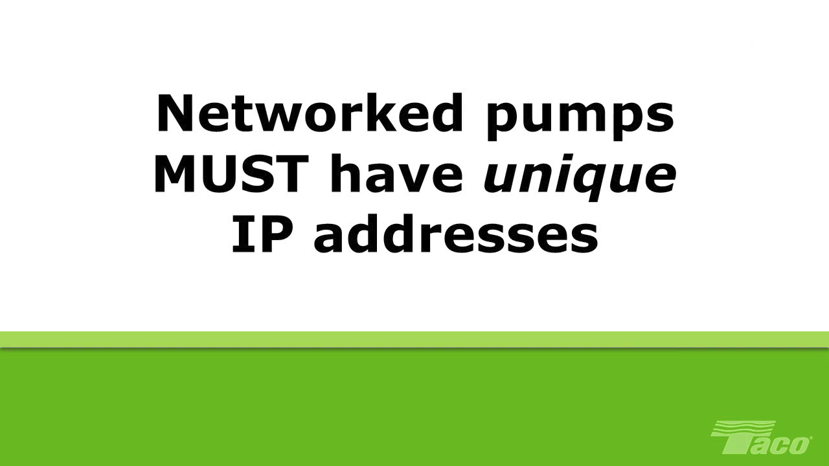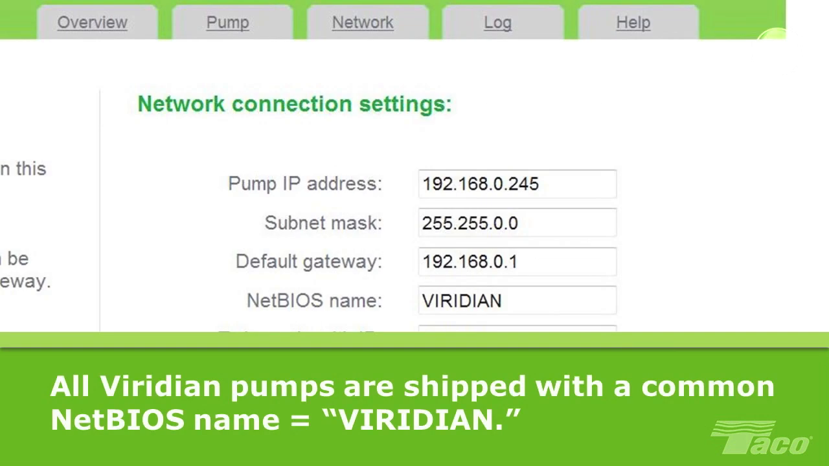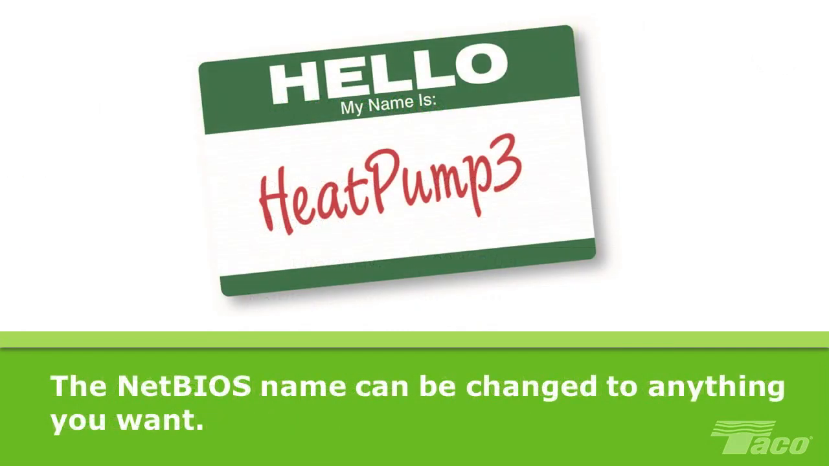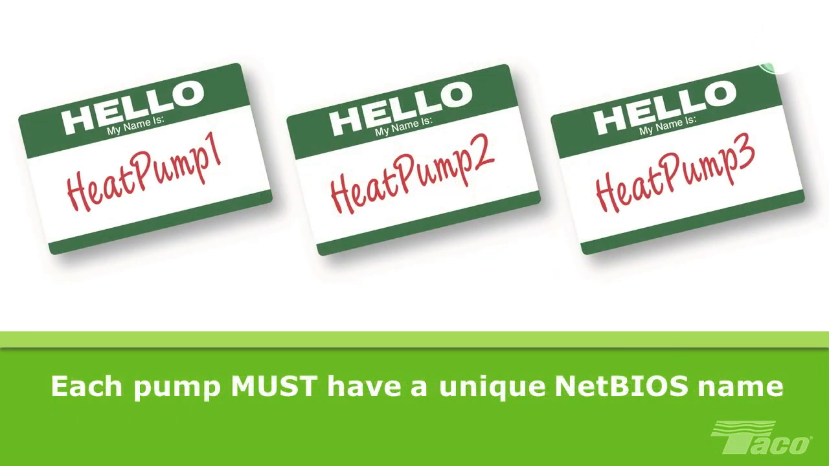In addition to an IP address, all Viridian pumps are shipped from the factory with a common NetBIOS name, which is simply Viridian. You can change the name of the Viridian pumps in your installation to anything you want, for example, Heat Pump 3 or HP3. However, as with the IP address, each pump in the multiple pump application must have a unique name, and you must know the NetBIOS name of the pump to communicate with it. Make sure you record any name change that you make.